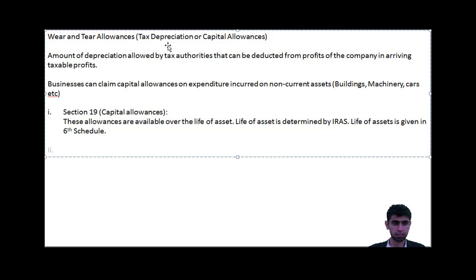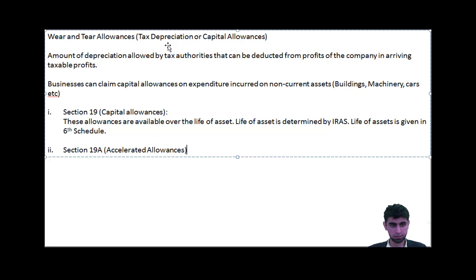Now this is section 19. Then you have another section, which is section 19A, and these are accelerated allowances. Now, what is an accelerated allowance? Some concession is provided by the IRAS that you can claim more capital allowances, or a greater amount of capital allowance, for the purchase of non-current assets.